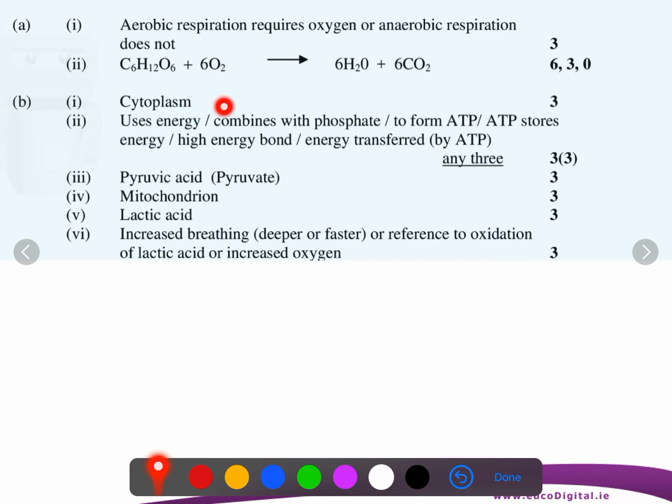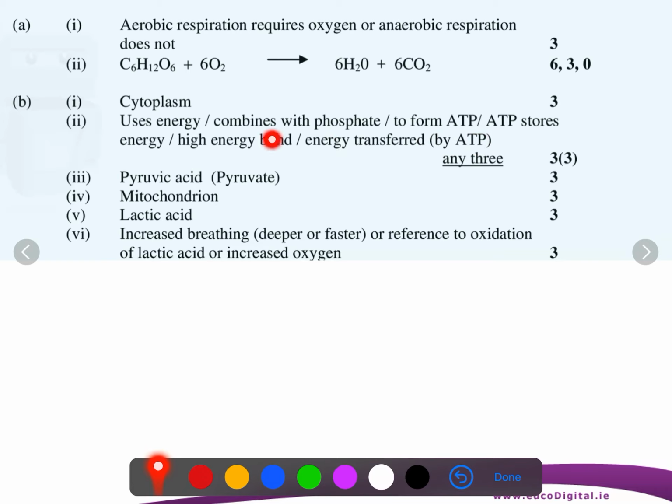Stick with the cytosol. The examiner will know the right one. That will just guarantee your marks. So ADP, what's its role? You need 3 roles here. It uses the energy, it combines with phosphate to form ATP. ATP stores energy. It's a high energy bond, energy transferred by ATP.